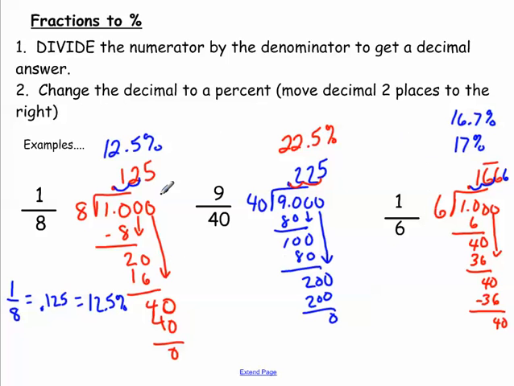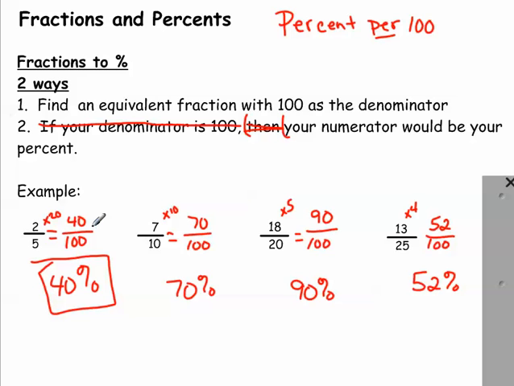So do you see how this way, unfortunately, is a little bit more difficult because you have to do the division, which, of course, I know you all love to do division. But this way is much easier. So always look for the denominator first to see if you can get that denominator of 100, an equivalent fraction.